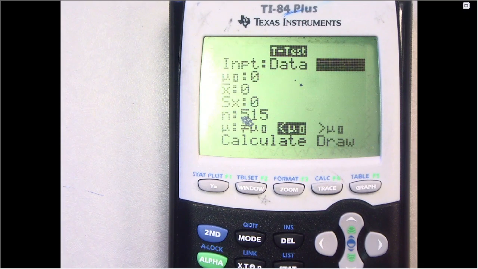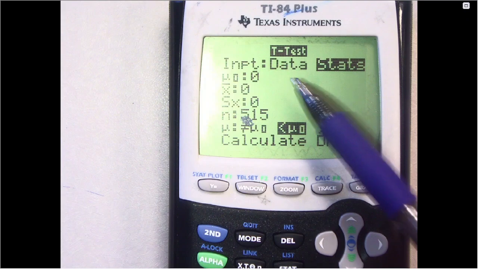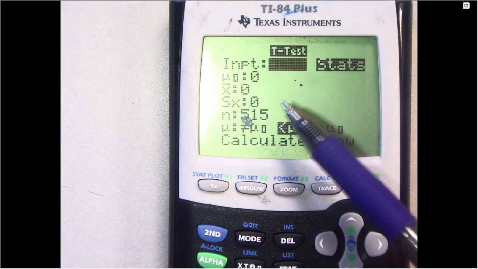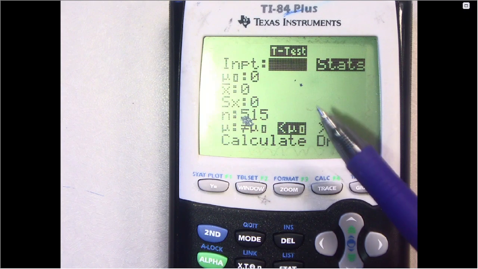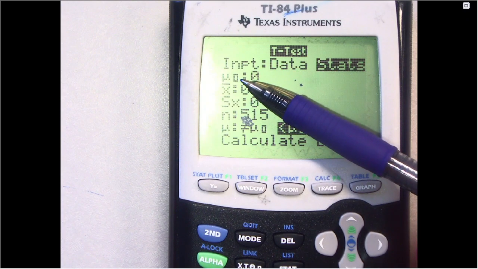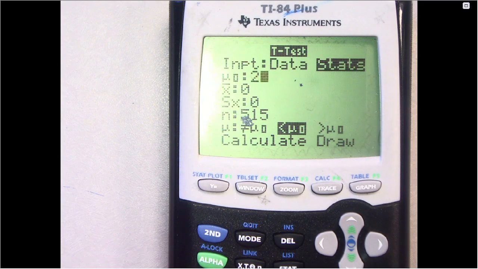So then it's going to say, we can do this two ways. If I had the data in my calculator, like the list of all the values in L1, but I have the summary statistics, so that's what I'm going to put in. So that's the mu naught, whatever the H naught mu was, so 20.